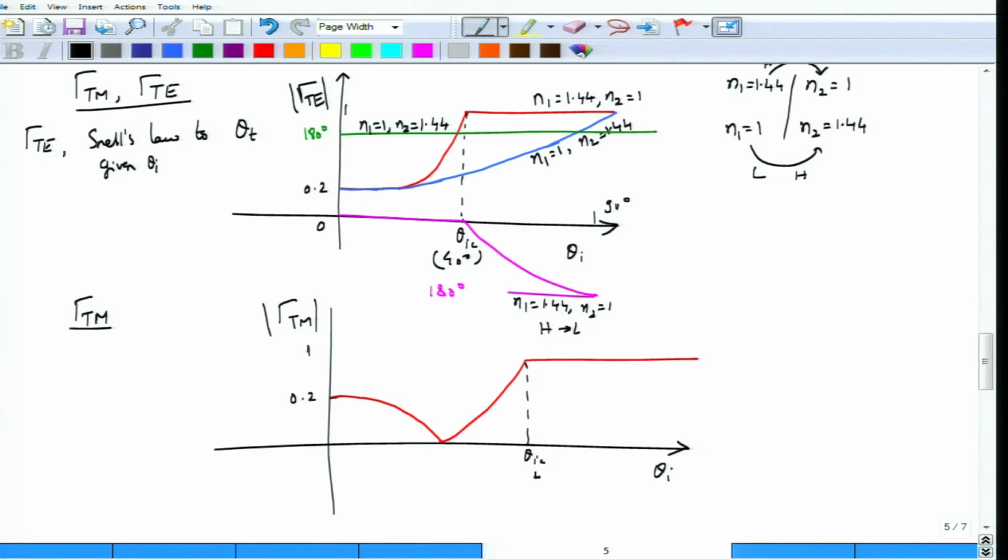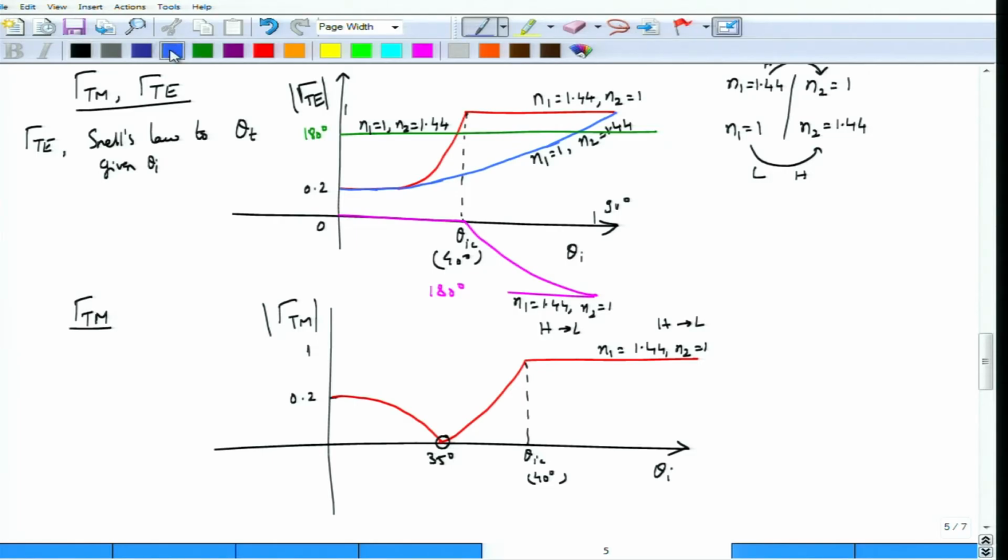This critical angle is again around 40 degrees, whereas there is a case where the magnitude of the reflection coefficient is going to 0. This is around 35 degrees, and this is the case where you had n1 is equal to 1.44 and n2 is equal to 1. This is the case where you went from high to low refractive index medium, okay.